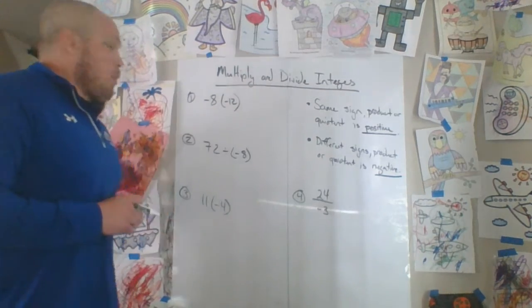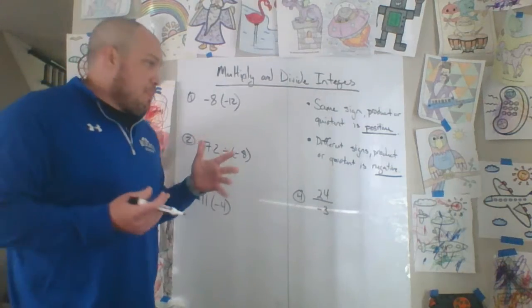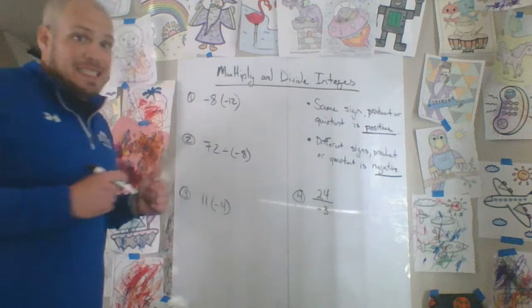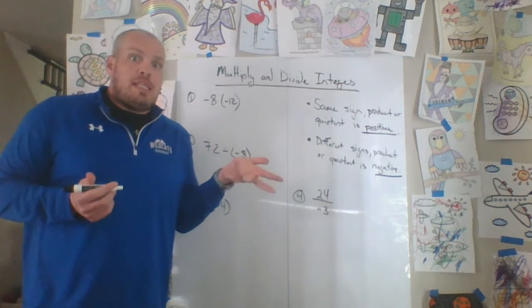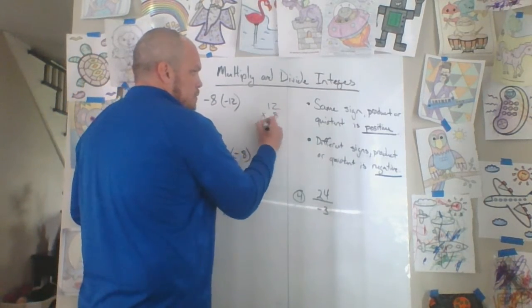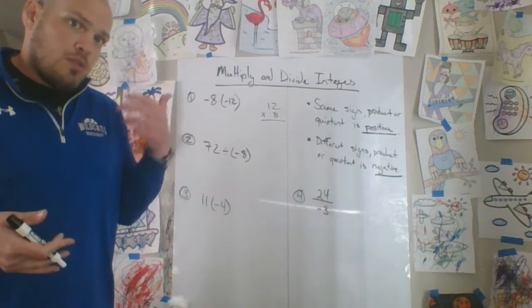So for number one, we have -8 times -12. Well, because they have the same sign, I know my answer is going to be positive. Now, some of us might say, well, I don't know what 8 times 12 is. Well, that's okay. Off to the side, what's 12 times 8? We can do some vertical multiplication, which is not a bad thing to do. Show work. It's going to help you out.